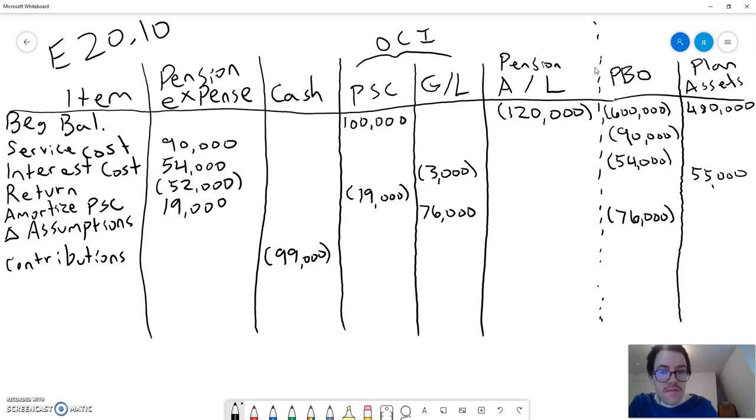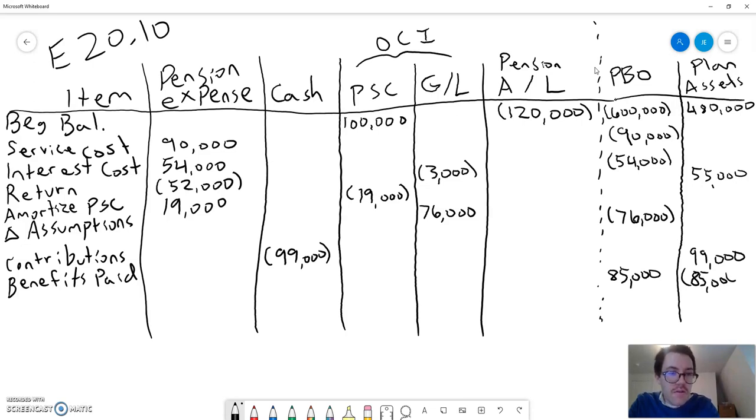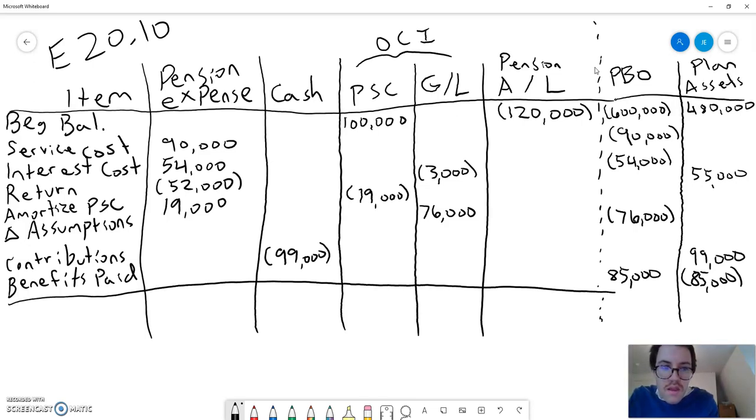The plan's assets will go up $99,000. And benefits paid to retirees, that's $85,000. So, all right, liability goes down by 85, but plan assets also go down. All right, is that everything? Looks like that's everything. So let's draw a line. Let's get our calculators out. Let's add it up.